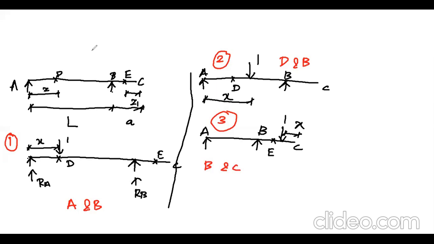Next, we are going to draw the influence line diagram for the reaction RA, the reaction at A. Whenever we find the influence line diagram for anything, we have to find that component first. Since here we are discussing the reaction at A, first you should know what the reaction at A is. So I am taking the first condition, that is, when the load is placed in the portion AB.